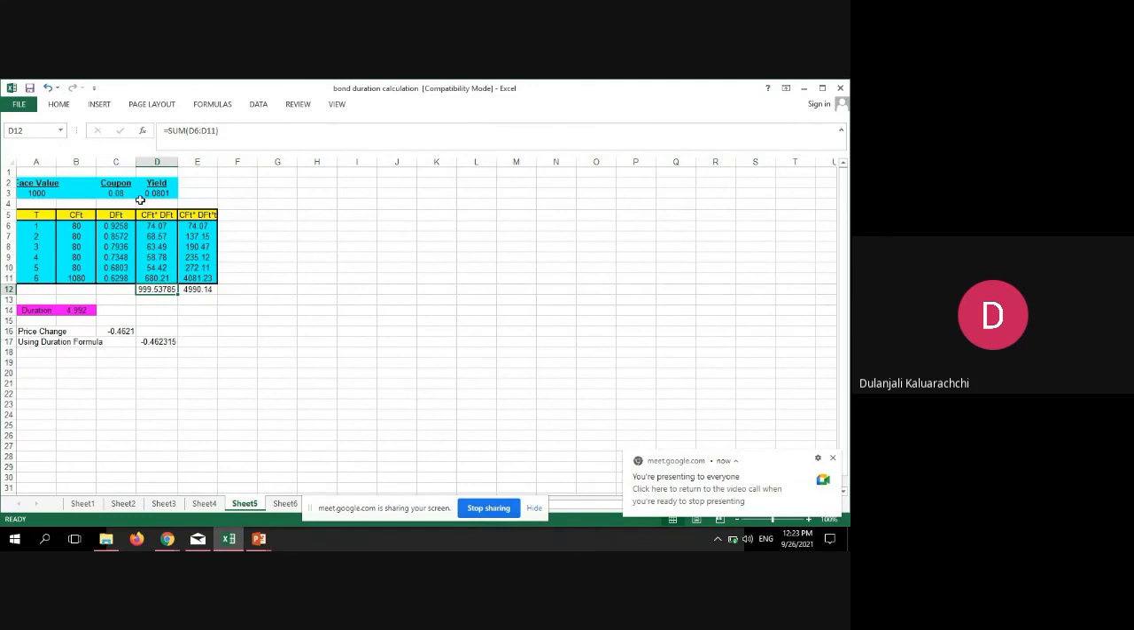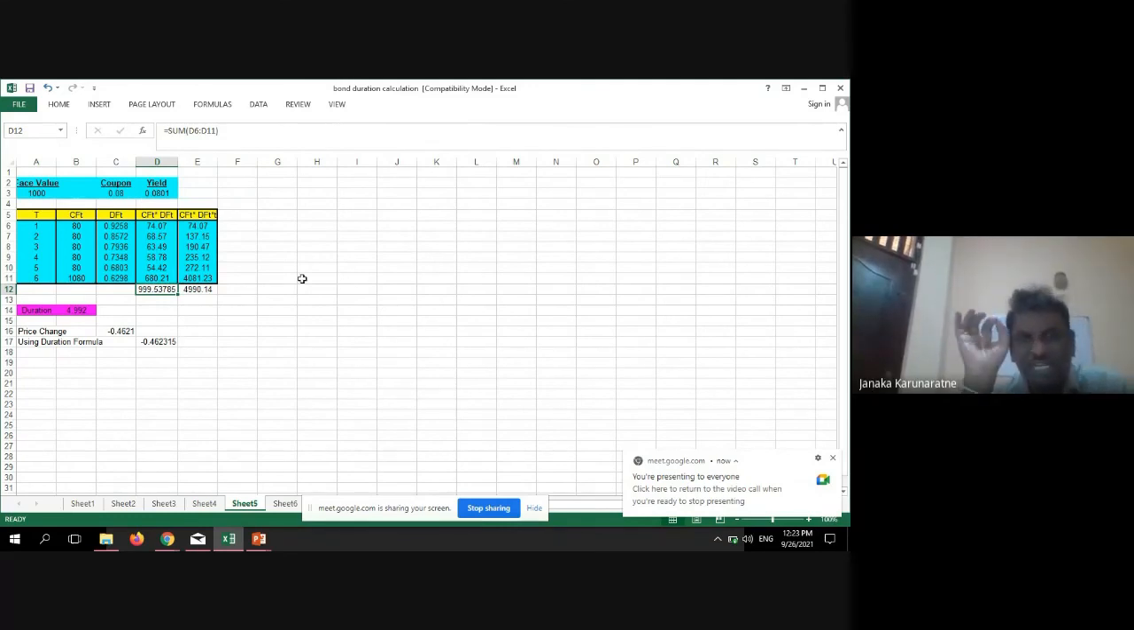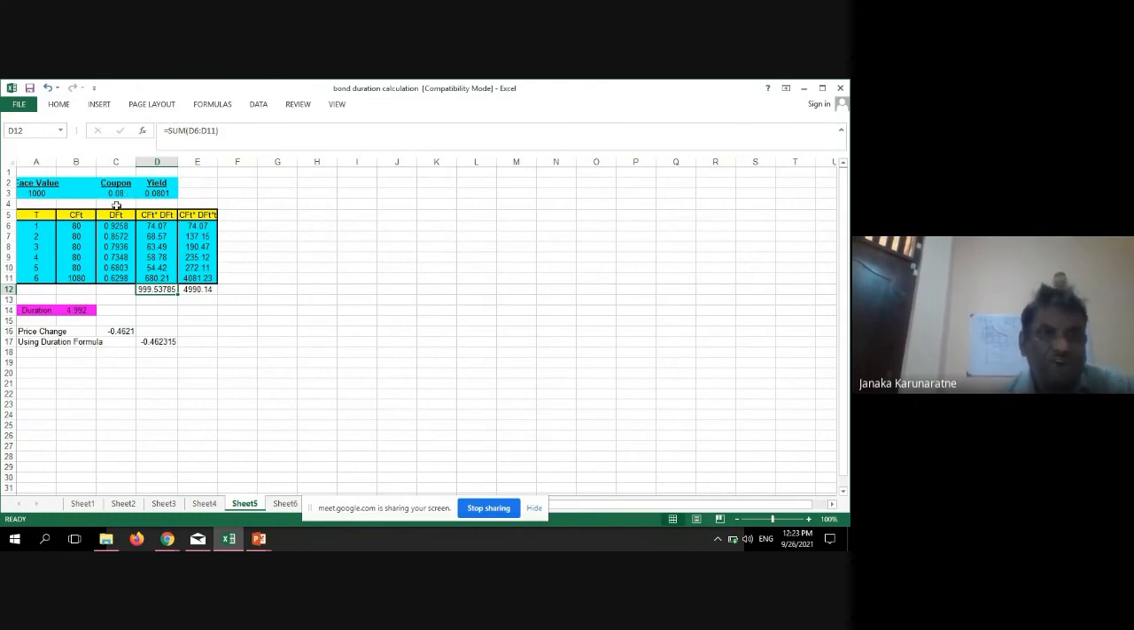Okay. So the first part is if the interest rate yield increases by 1 basis point, it means from 8% to 8.01%. Because 1% means 100 basis points, 1 basis point means 0.01%. So the new yield is 8.01%, in decimal form 0.0801.